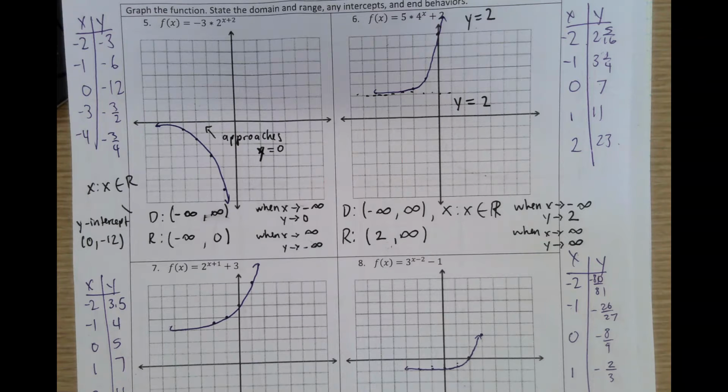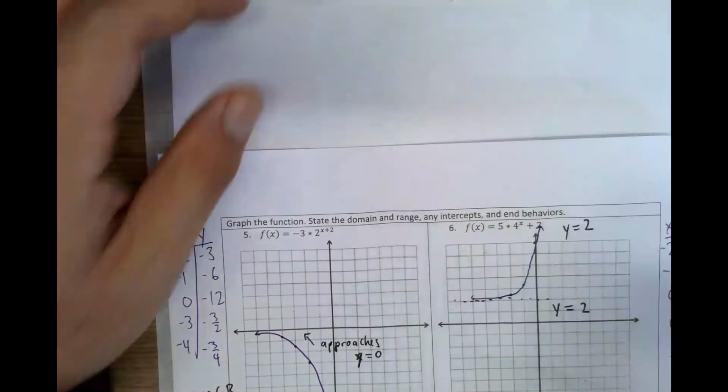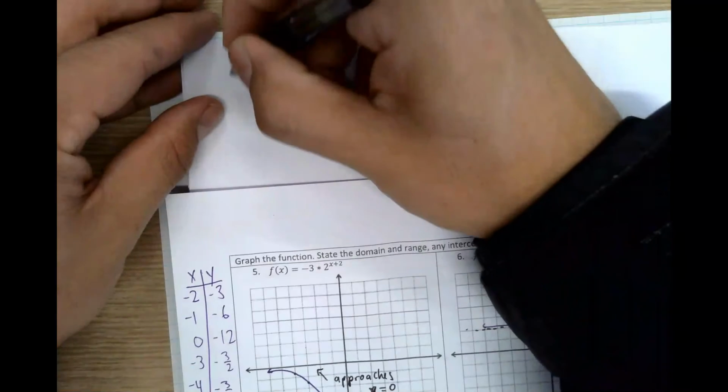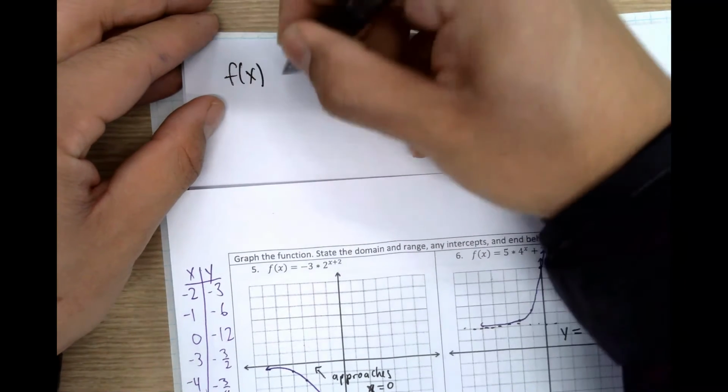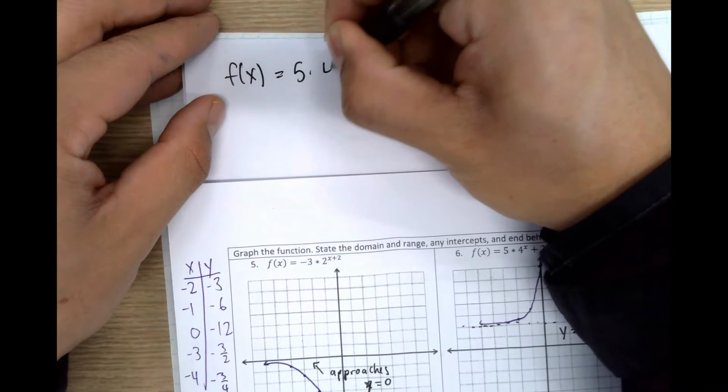Okay, so the last concept is x and y intercepts. To find the y-intercept, you plug in x is equal to 0. And to find the x-intercept, you plug in y is equal to 0. What I mean is that we're going to actually use our original equation, f of x is equal to 5 times 4 to the x plus 2.